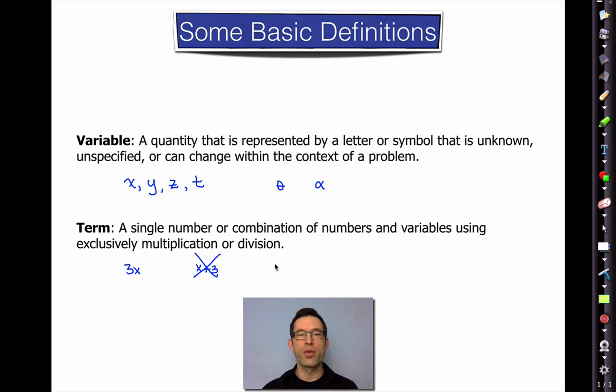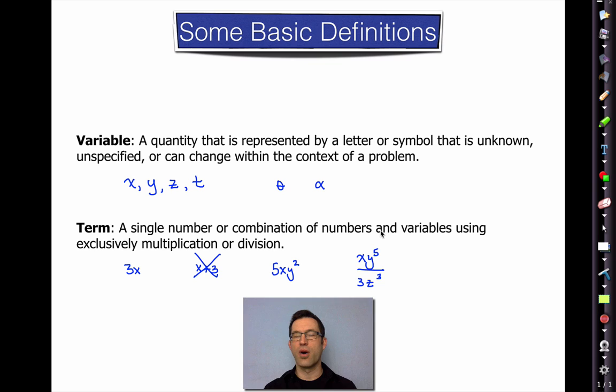Now, we can have more than one variable, more than one number. We could have 5xy squared. And that's all multiplication, right? Because that's 5 times x times y times y. We could even have something like xy to the 5th divided by 3z cubed. That would also be a good term.